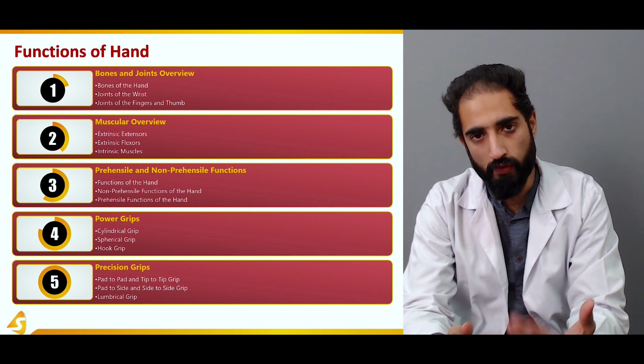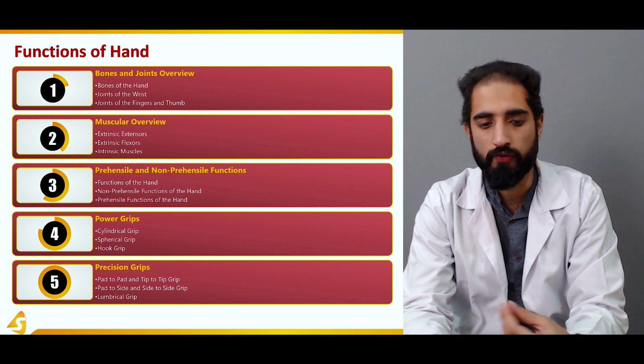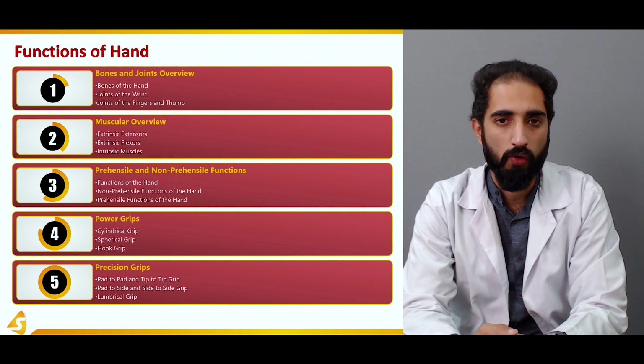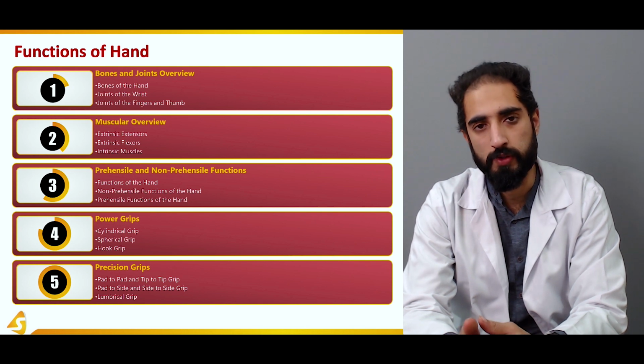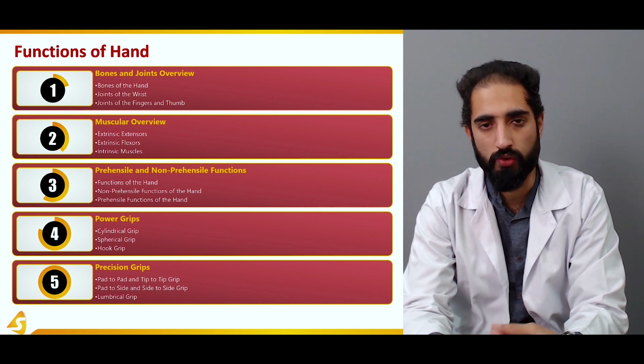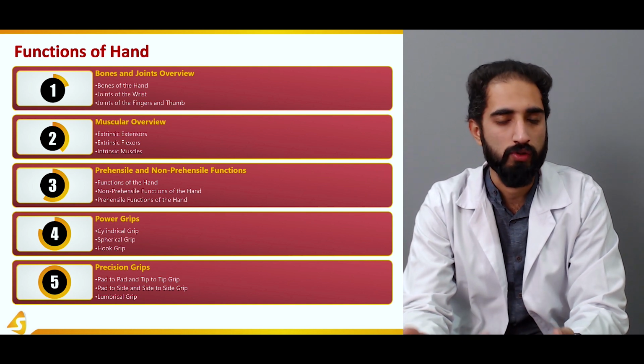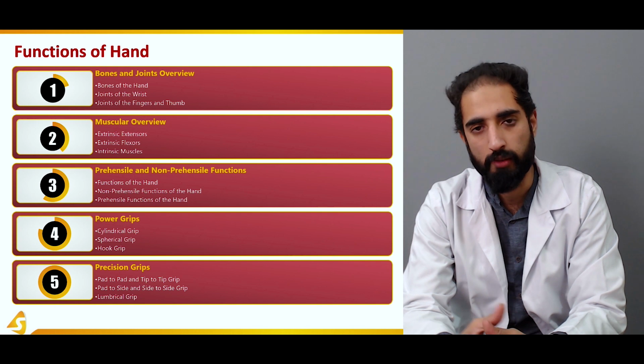Then in the power grips, we are further going to take a look at the different types of power grips, including the cylindrical grip, the spherical grip, and the hook grip, as well as the precision grips, and we're going to talk about and individually look at the pad-to-pad grip, tip-to-tip grip, pad-to-side grip, and the lumbrical grip.